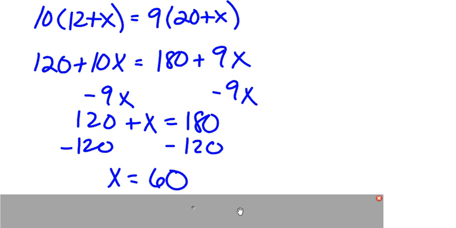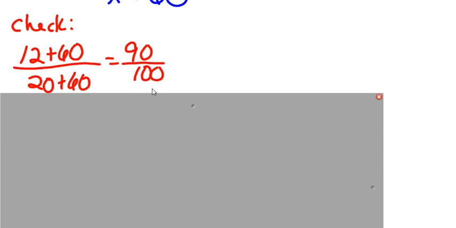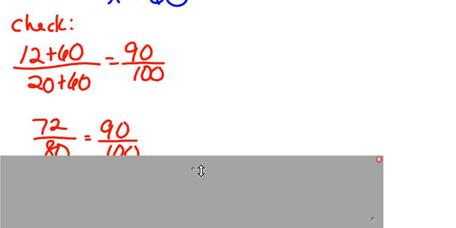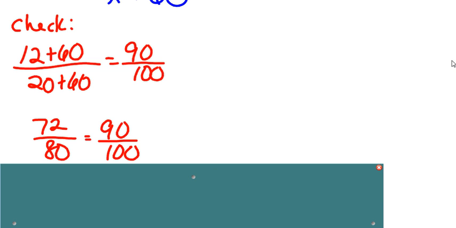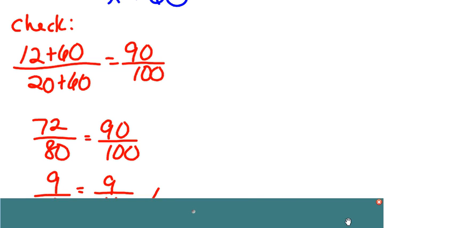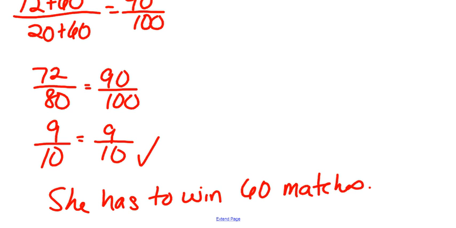Again, we're going to check and make sure that 60 really does work for our equation. If we substitute it in, we can see that the denominators are going to be defined. Let's just make sure that it's balanced. We know 90 out of 100 is 9/10. Looking at 72 over 80, is there something we could divide out from each of those to simplify it? We could divide out an 8, which would leave us with 9/10. Both of those are balanced, so therefore we know that 60 works. So Minnie would have to win 60 matches in order to improve her winning percentage to 90%.